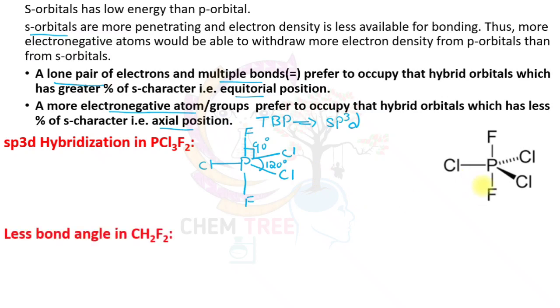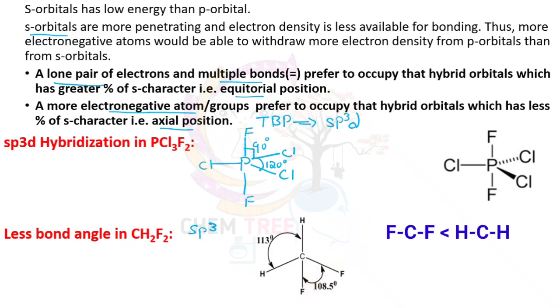And another example, that is CH2F2. It is an sp3 hybridized tetrahedral structure for CH2F2. In this, the bond angle between the FCF is very much less compared to the bond angle between HCH, and this can also be explained based on Bent's rule. Here, the fluorine is more electronegative than the hydrogen. Because of this, the p character increases. As p character increases, this bond length will increase.